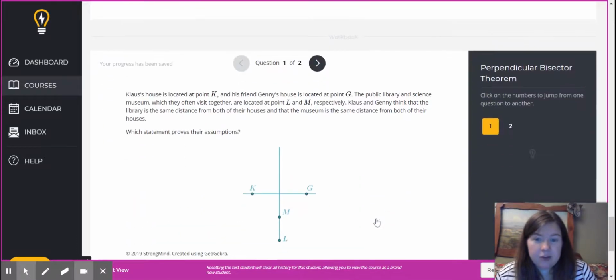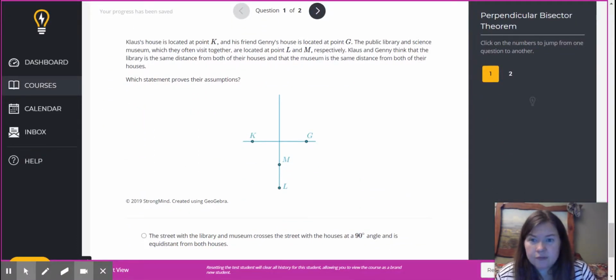Okay, so now the problems. Klaus's house is located at point K. His friend Jenny's house is located at point G. The public library and science museum, which they often visit together, are at point L for library and M for museum. Klaus and Jenny think that the library is the same distance from both of their houses and that the museum is the same distance from their other houses.